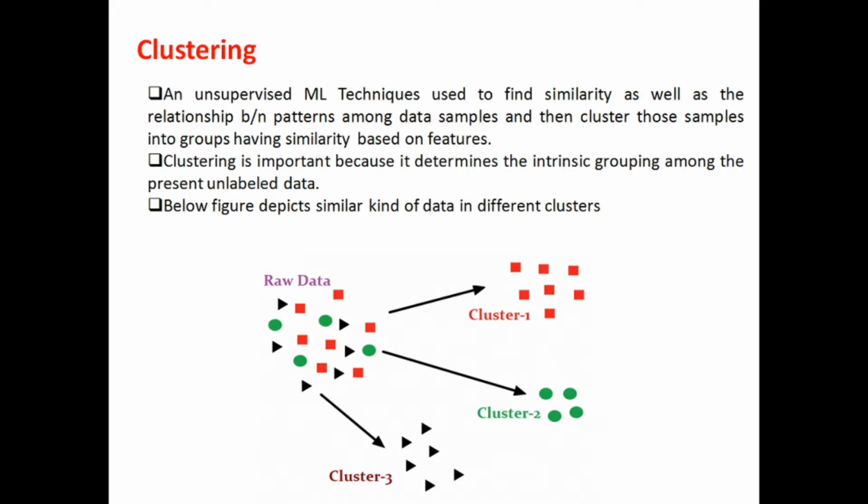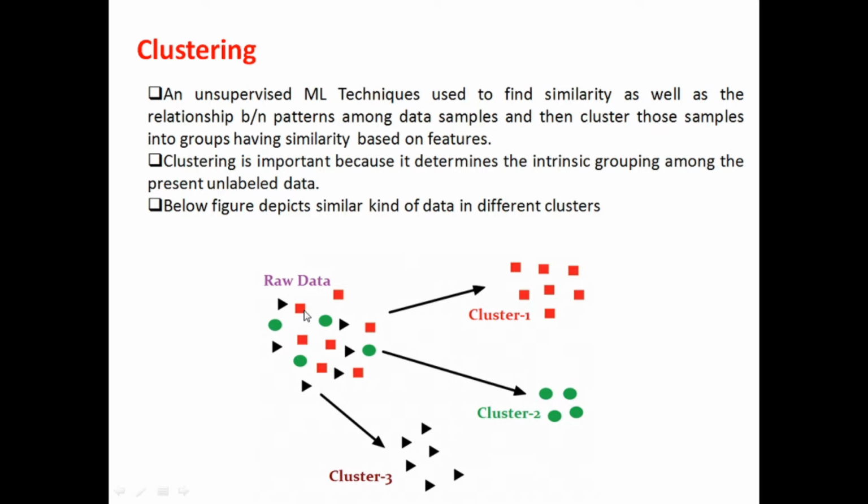There are some techniques in machine learning where we can find a similarity among the data samples based on the feature attributes. So you can see here I have been provided with raw data. This raw data has different shapes with different colors. Our ultimate aim here is to segregate each and every similar data sample.